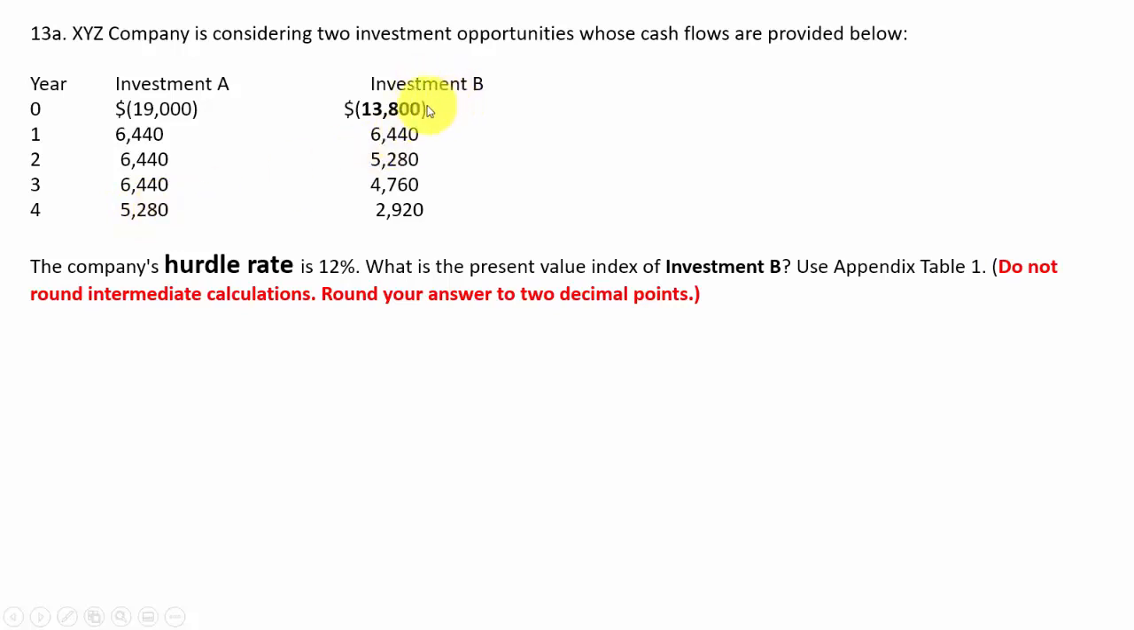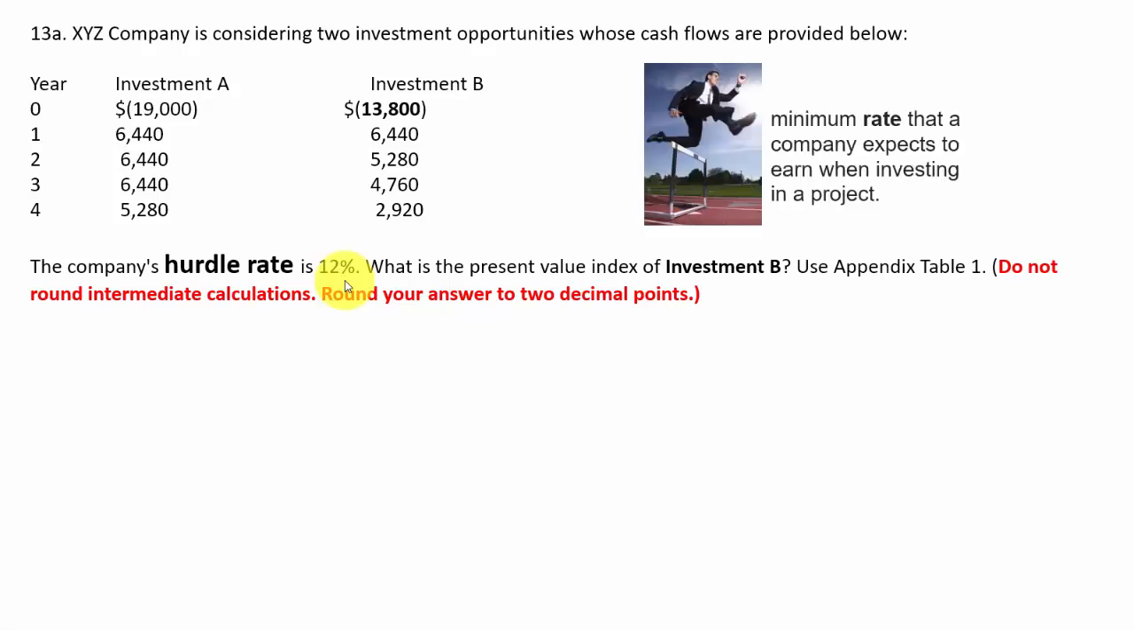Investment B, they're going to invest $13,800 and get back 4 years worth of cash flows that are all uneven amounts. Now, they tell you that the company's hurdle rate is 12%. So someone in the back raised their hand and said, well, what is a hurdle rate? Well, a hurdle rate is the minimum rate that a company expects to earn when investing in a project.